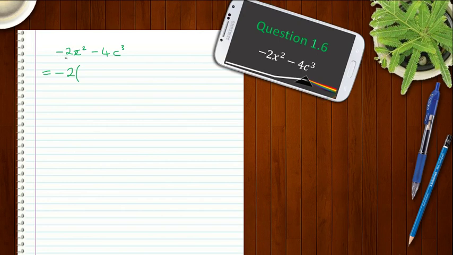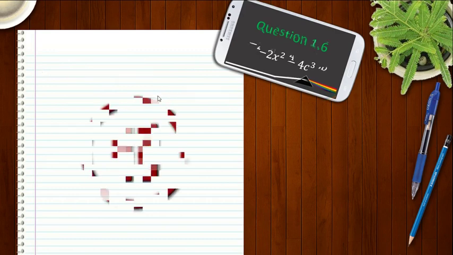What is left if I take out a negative 2 here is just x squared. This minus then becomes a plus, and this will then be 4 divided by 2 is 2, and there's still that c to the power 3 that is left.